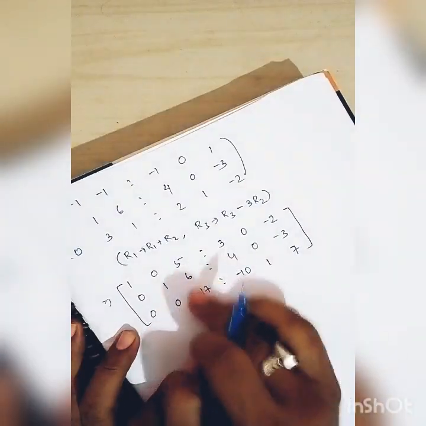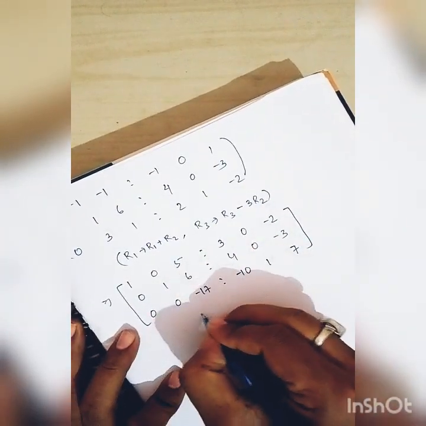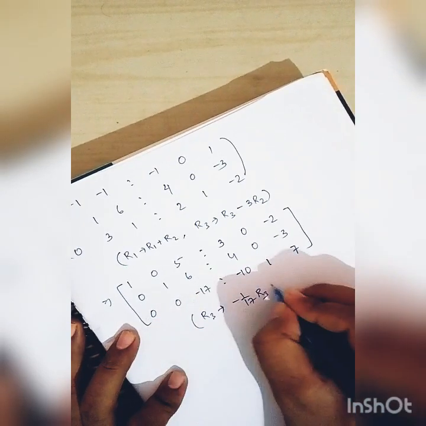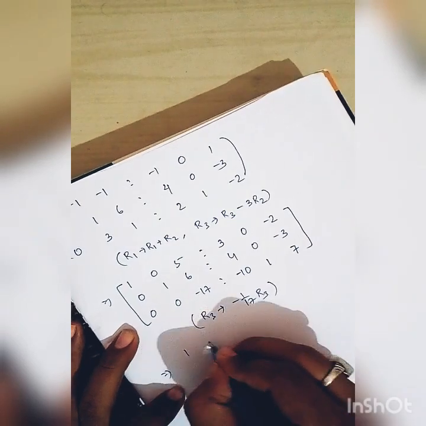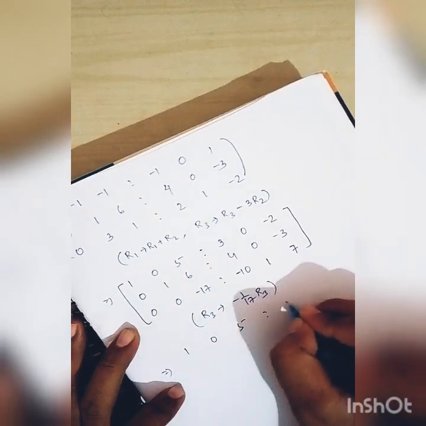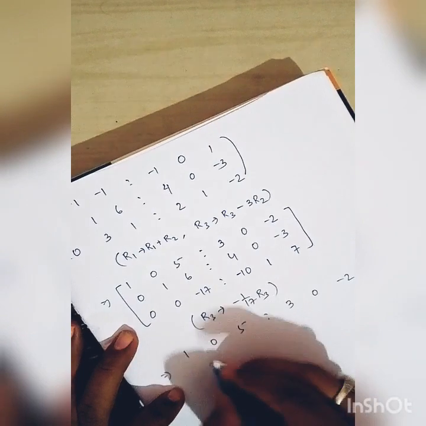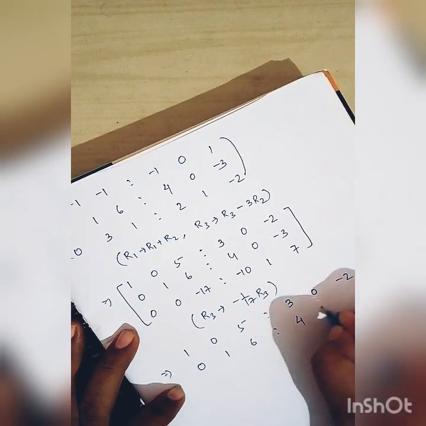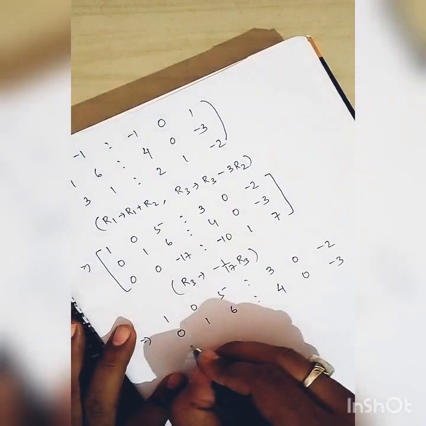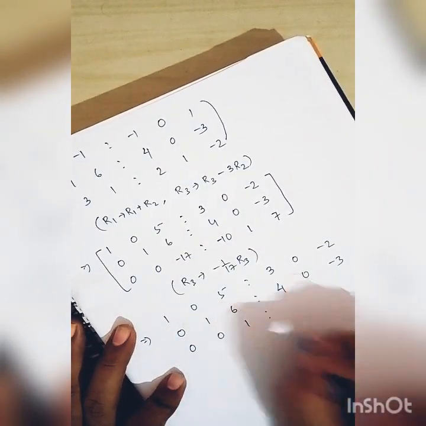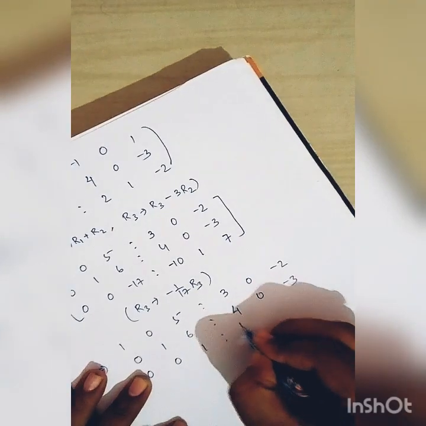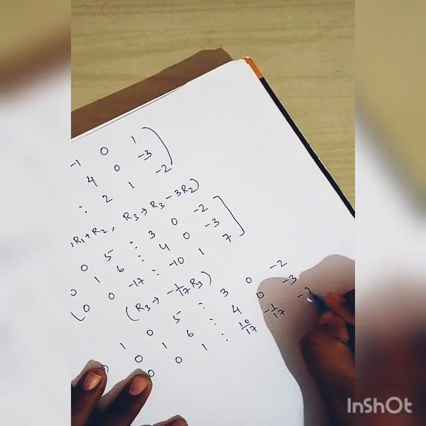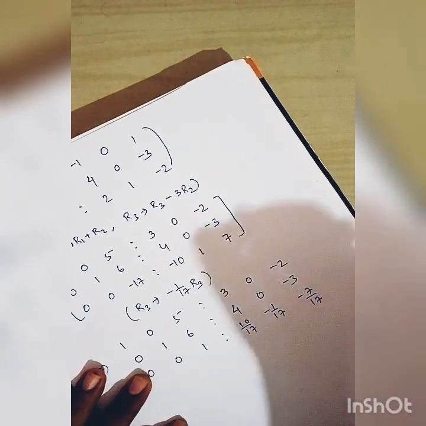Again we have to reduce this minus 17 to 1. So row 3 is replaced by minus 1 by 17 times row 3. This gives 1 0 5, 3 0 minus 2, 0 1 6, 4 0 minus 3. It is 0 0 1. Again it is 10 by 17, minus 1 by 17, minus 7 by 17.